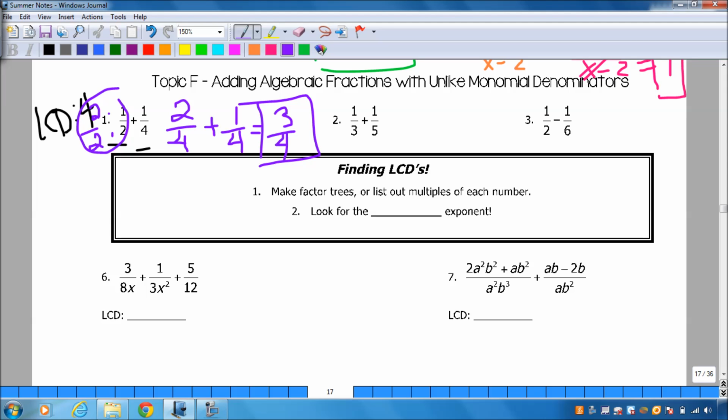Okay, now let's look at number 2. In number 2, you have 1/3 and 1/5. So what's the least common denominator between 3 and 5? The only number that they are both going to have as a multiple in common between 3 and 5 is 15. So what I need to do is multiply the first one by 5 over 5. Okay, and the second one I'm going to have to multiply by 3 over 3. So I end up getting 5/15 plus 3/15, right? So that means that my final answer will end up being 8/15.